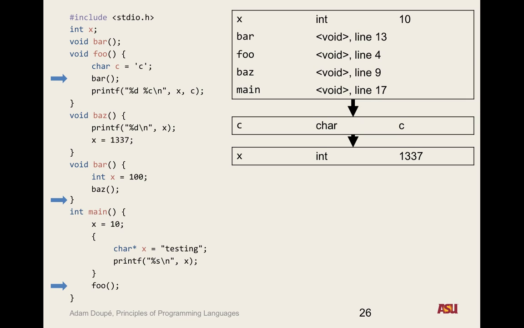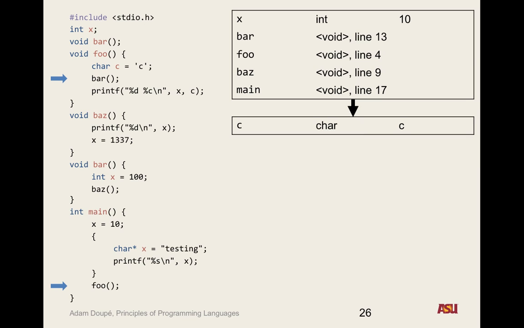So this is now out of this block. You can think of it kind of like a stack. I'm going to pop this off. And now when we return, I get rid of that. So I return from this bar function. Now I'm at the printf function.